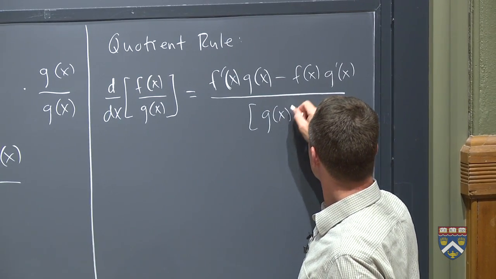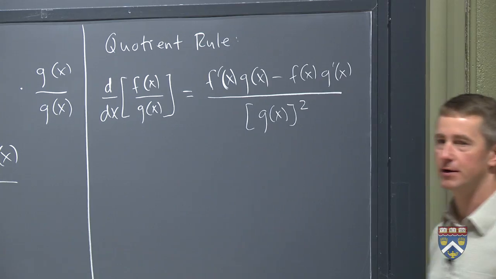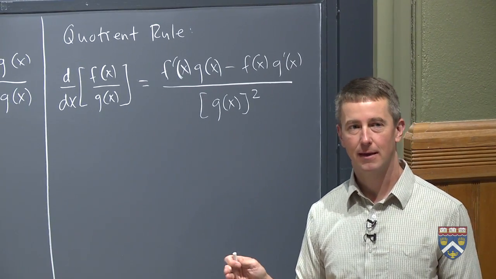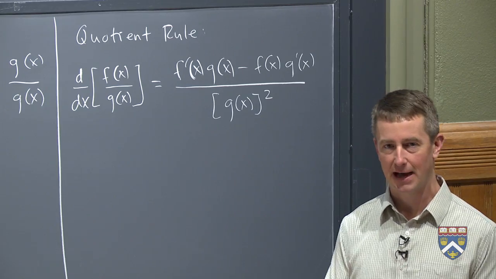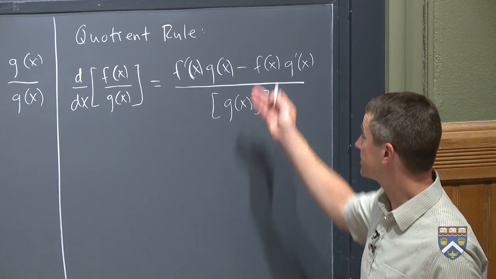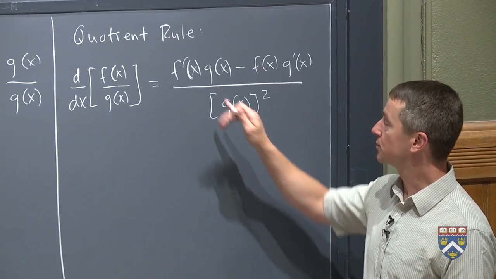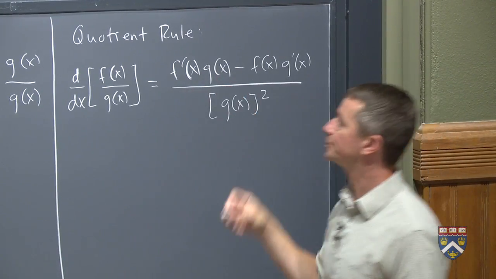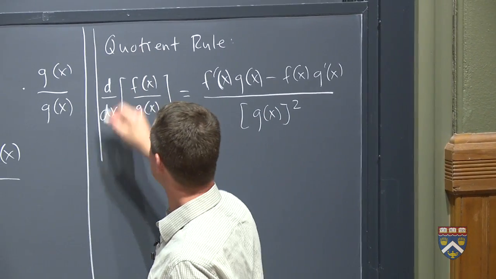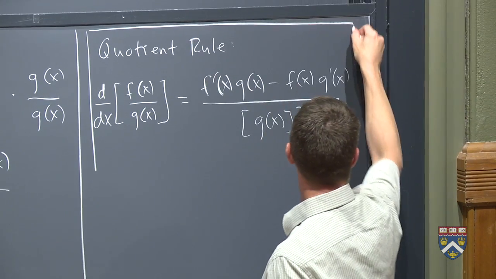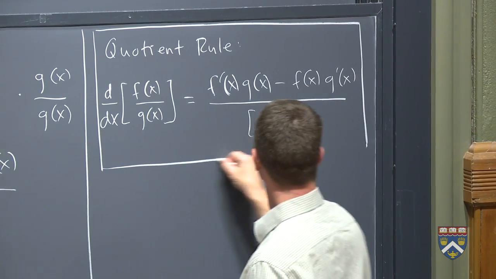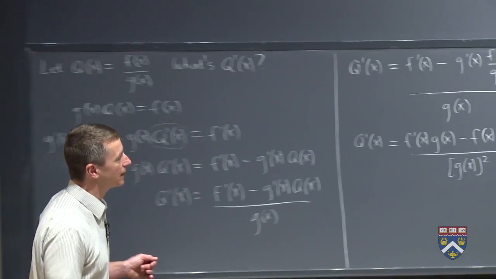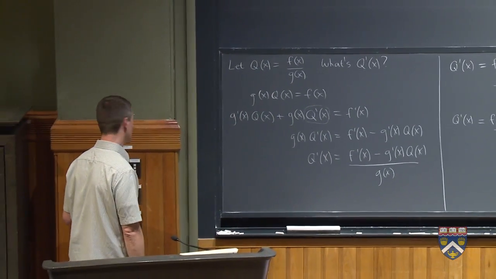And you'll notice that unlike with the product rule, the order does matter here. Because in the product rule we were adding on the top, and adding is commutative, right? 3 plus 5 and 5 plus 3 are the same. But here we're subtracting, so the order matters. So you have to always start by taking the derivative of the top times the bottom. So we'll put this in a box. And then we will do 2 practice problems, and that will be it for this week.